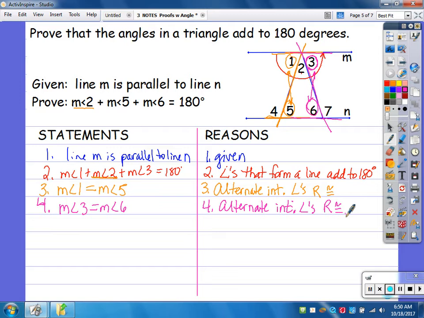All right, so some of you might have already figured out, since I know that 1 is the same as 5 and 3 is the same as 6, I can replace those. So my next statement is going to be to replace 1 and 5, and then 3 and 6. I'm going to replace that. So my last statement here, statement 5, is going to be that the measure of angle 5 plus the measure of angle 2 plus the measure of angle 6 equals 180 degrees. My reason is substitution.